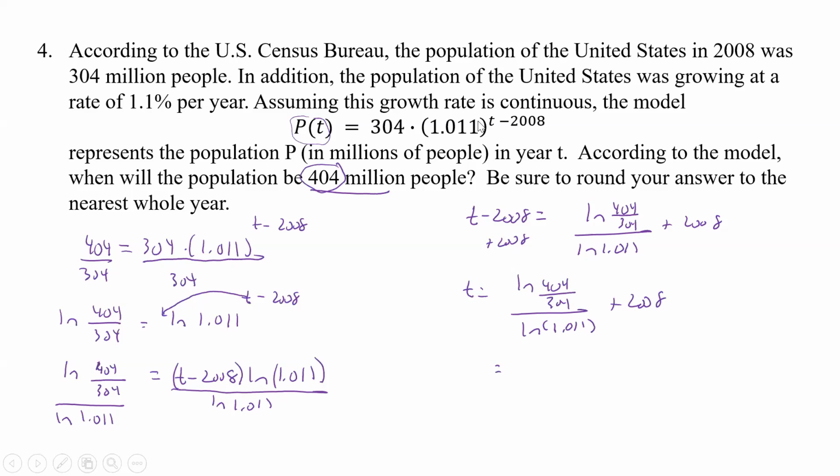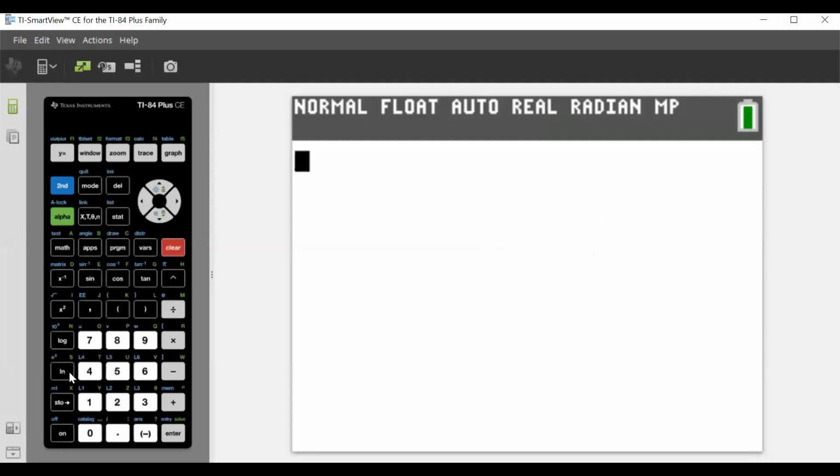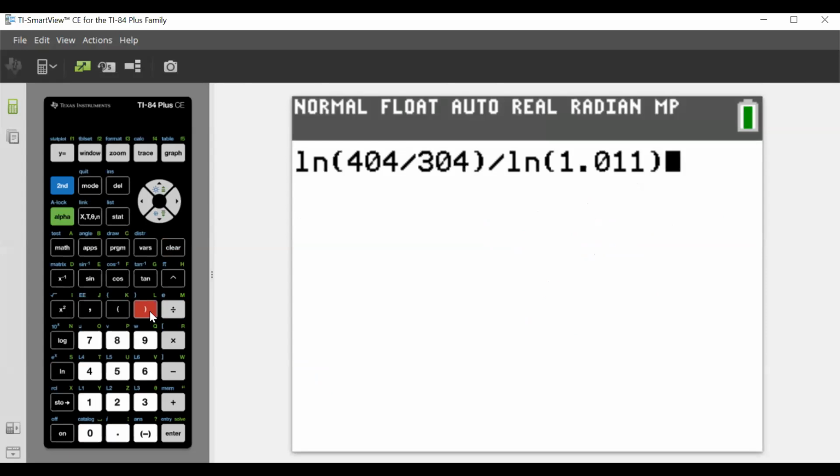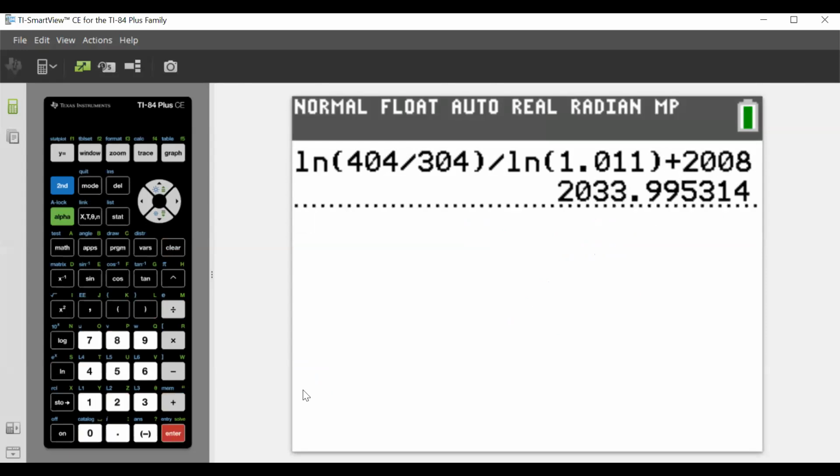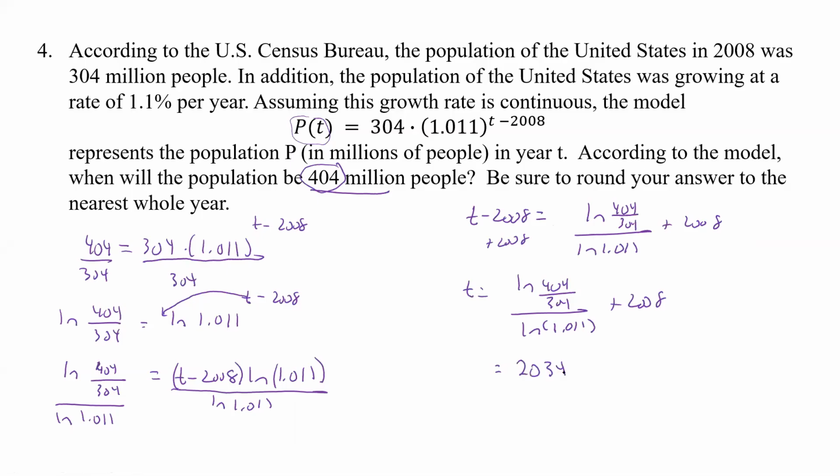All right, so let's clear that. So then we had ln of 404 divided by 304, divided by ln 1.011. And then after that, we added 2008. And we get 2033.995. So no matter what, this is rounding up to 2034. And since I believe this was in years, this is going to be approximately 2034. So that's the year it's going to hit 404 million people.